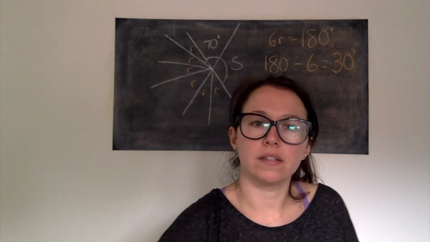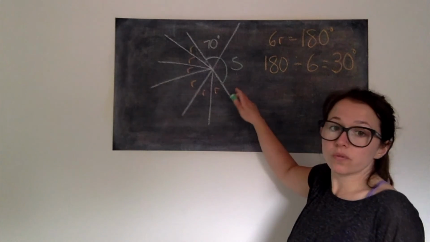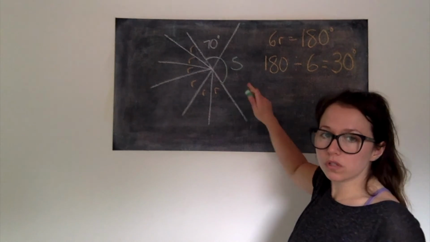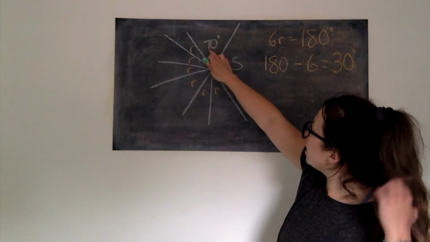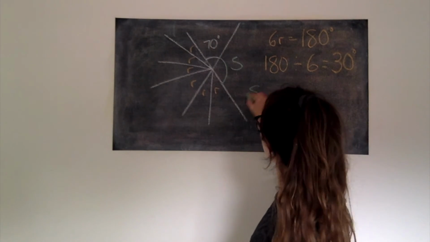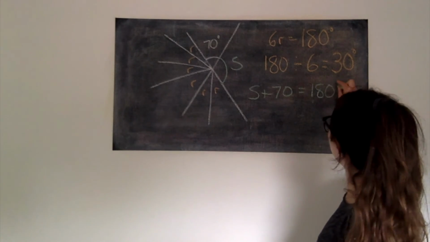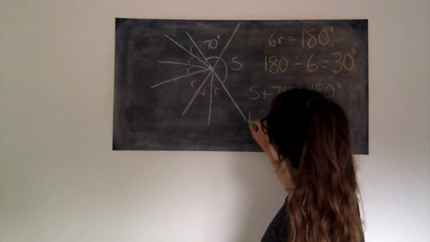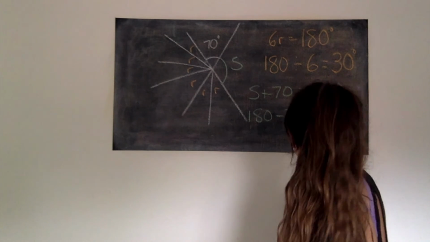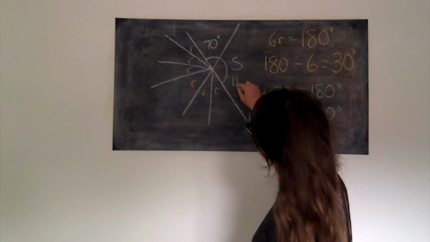Now let's have a look at s. So remember, we can almost forget about this side of the line because we've just sorted that out. Here, we are looking at the other side of the line, which also totals 180 degrees. And we've been given this angle here, which is 70 degrees. So s plus 70 degrees is going to total 180 degrees because it's on a straight line. So now let's take away what we know. 180 take away 70 gives us 110 degrees. So s is 110 degrees.